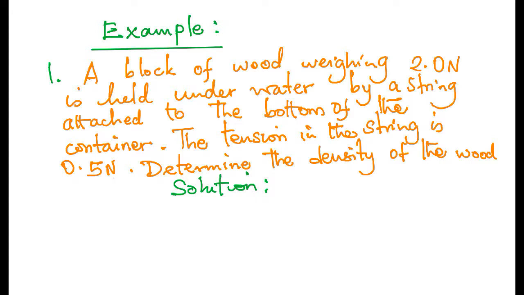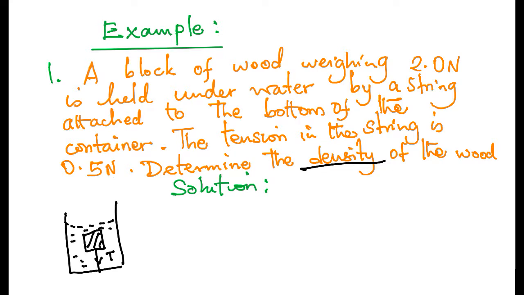So here we are interested in finding the density of wood. The same information can be represented as shown in this sketch, where we have some water in a container and then we hold a block of wood using a string, and the tension on the string is T. In this case, we have the upthrust acting upwards, while the weight and tension act in the same direction.